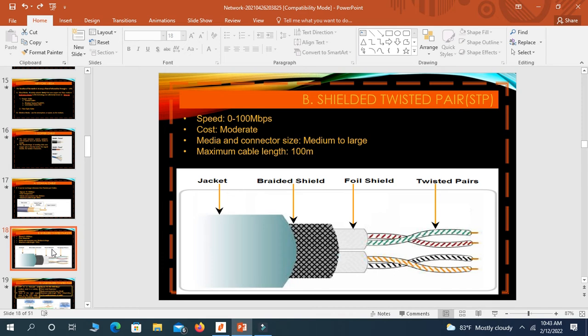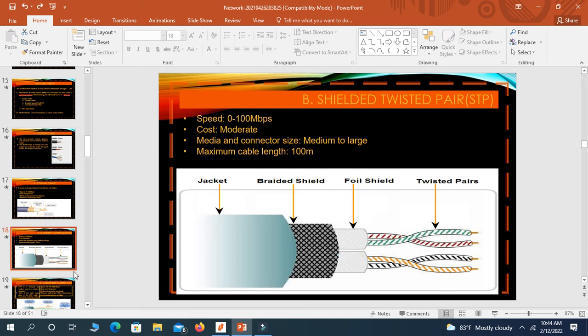Next up we have shielded twisted pairs, often denoted as STP. The speed is from 0 to 100 Mbps. Usually the range is in between 0 to 100 Mbps. The cost is moderate, media and connector size is medium to large, and maximum cable length is 100 meters. As you can see, there are different parts of it. First we have the jacket. Underneath that we have the braided shield. After that we have the foil shield, and next up we have the twisted pairs. This is how the twisted pairs look. There are two pairs of wires that are twisted together.